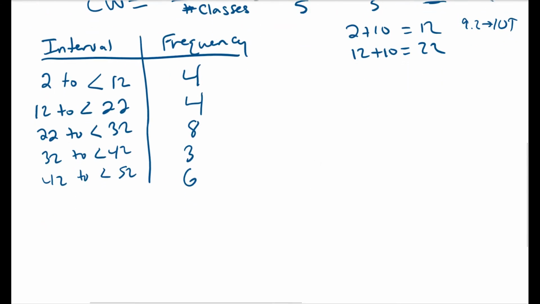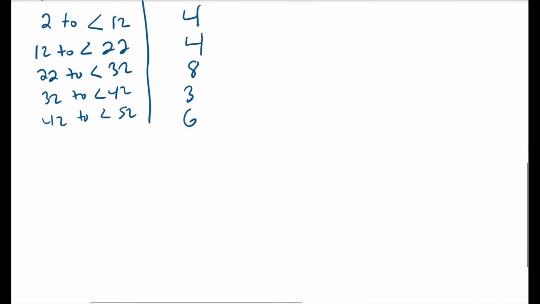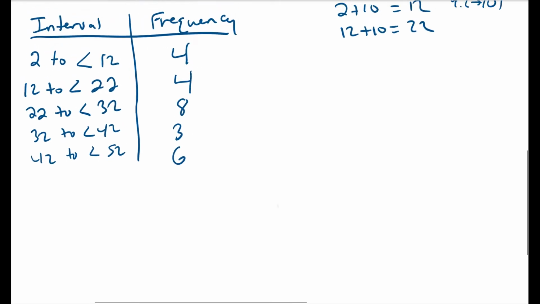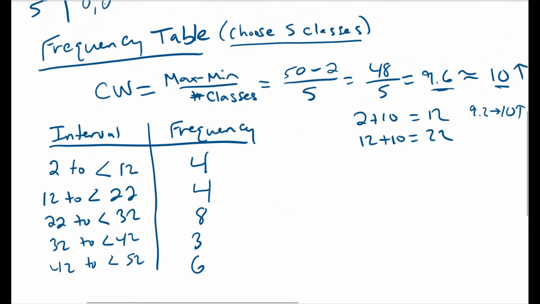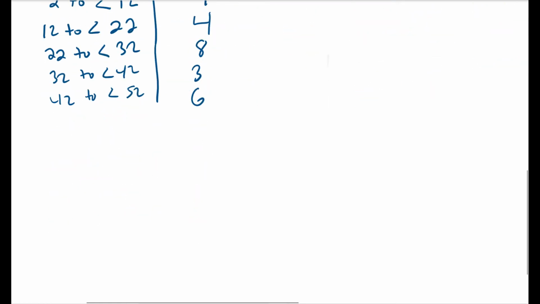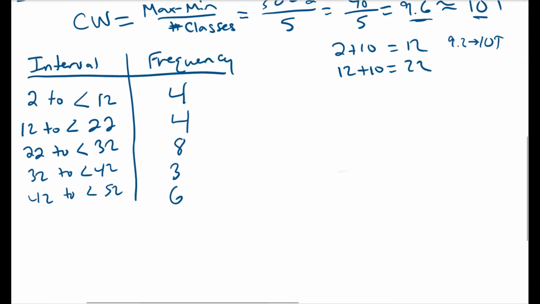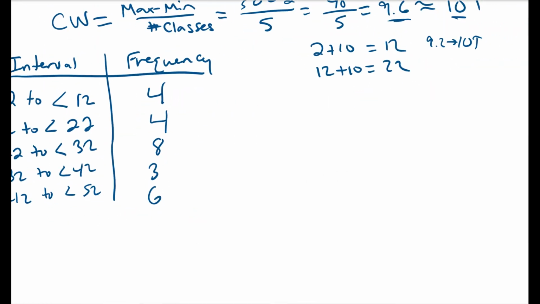All right, so this is looking kind of roughly symmetric. Just looking at that peak, 4, 4, 8, 3, 6, it seems kind of symmetric, or roughly so. So now that's our frequency table. That's done. Next, we're going to look at our histogram.